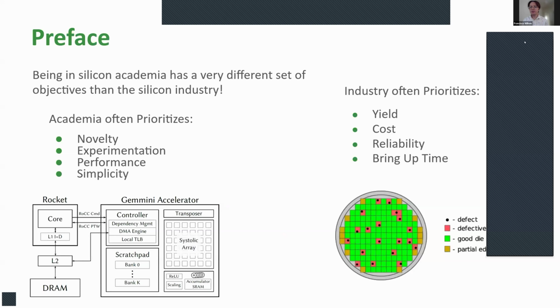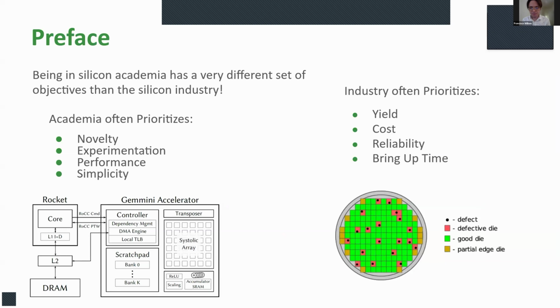The goal here is to understand some of the differences in priorities between industrial and academic chip making, right? In academia, we're really focused on novelty. We're focused on making things that are new and cool and that we can get published for, or just experimenting and making cool stuff, right? We're trying to make stuff that's high performance, but also simple enough for students to understand, simple enough to be maintained.